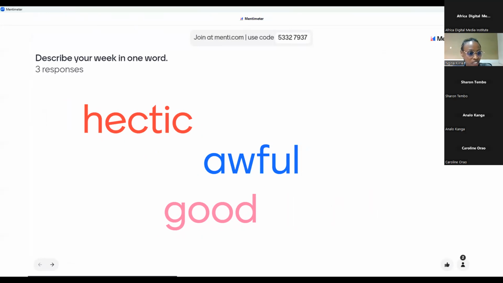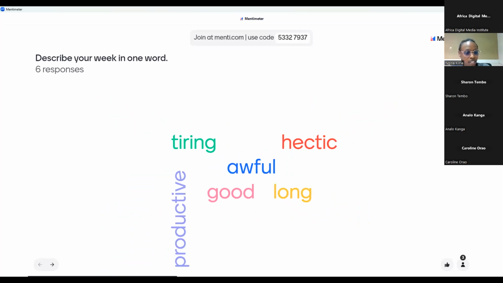The code is also here on the screen. So we'll start with the questions. The first question is, describe your week in one word. Someone has said it was hectic, tiring, productive, long. Someone says it's been good, especially now that it's December. Thank you so much. So we'll go to the next question.